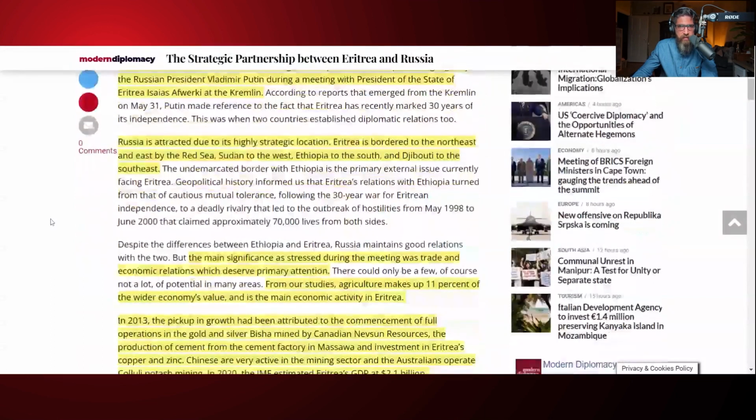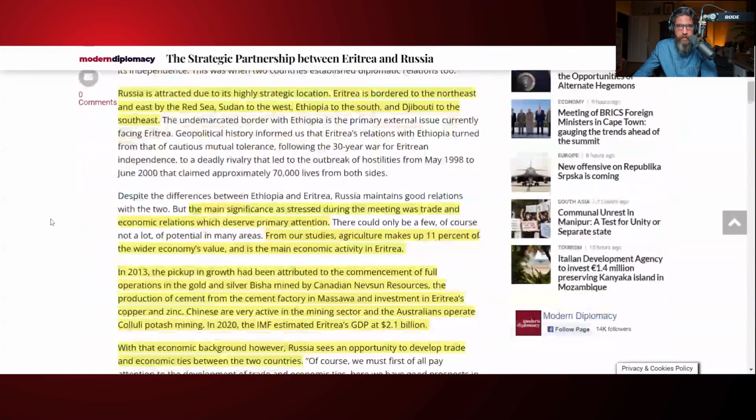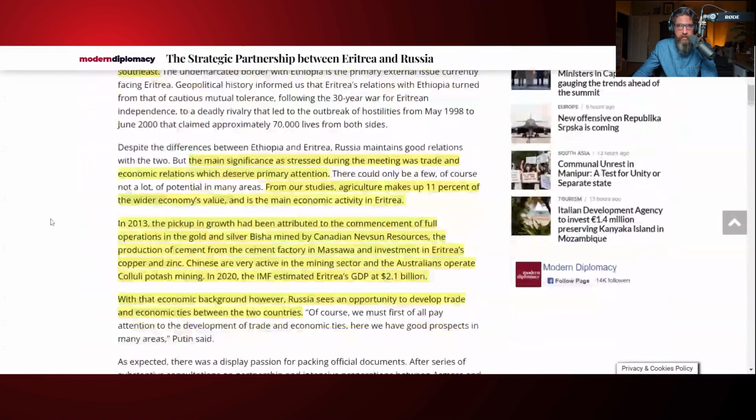Russia is attracted to its highly strategic location, as I mentioned to you guys, and I showed you on the map. Eritrea is bordered to the northeast and east by the Red Sea, Sudan to the west, Ethiopia to the south, and Djibouti to the southeast. The main significance, as stressed during the meeting, was trade and economic relations, which deserve primary attention. From our studies, agriculture makes up 11% of the wider economy's value and is the main economic activity in Eritrea.